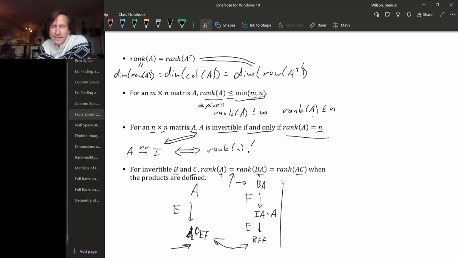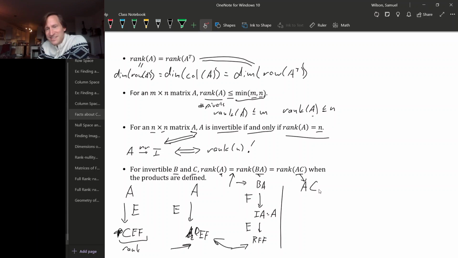Now, let's think about A times C. We haven't worked too much with column operations, but column operations work very similarly. You can multiply on the right by elementary matrices to do column operations. So again, there's some big product of column operations that will get you a column echelon form. Because the rank of A is equal to the dimension of the column space of A, the number of pivots in the column echelon form will be the same as the number of pivots in the row echelon form. So the number of pivots here is still the rank of A.